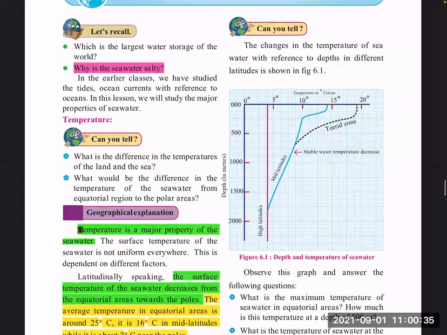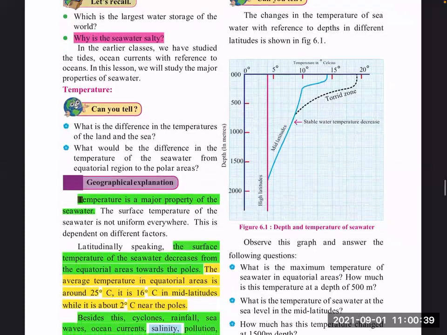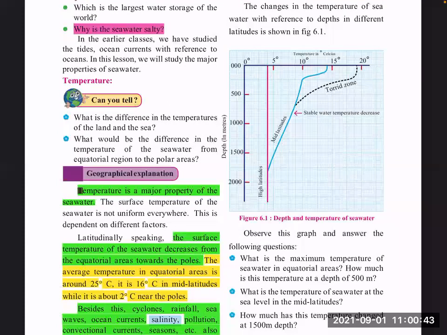First I will explain the temperature of every region. The surface temperature of the seawater decreases from the equatorial areas to the polar regions. Equatorial areas means the center of the earth, and towards the polar region, the northern polar region and the southern part also. But 25 degrees Celsius to 16 degrees Celsius at mid latitude is very close to the temperate and equatorial region. So in mid latitude regions, we always experience 25 degrees Celsius to 16 degrees Celsius temperature.